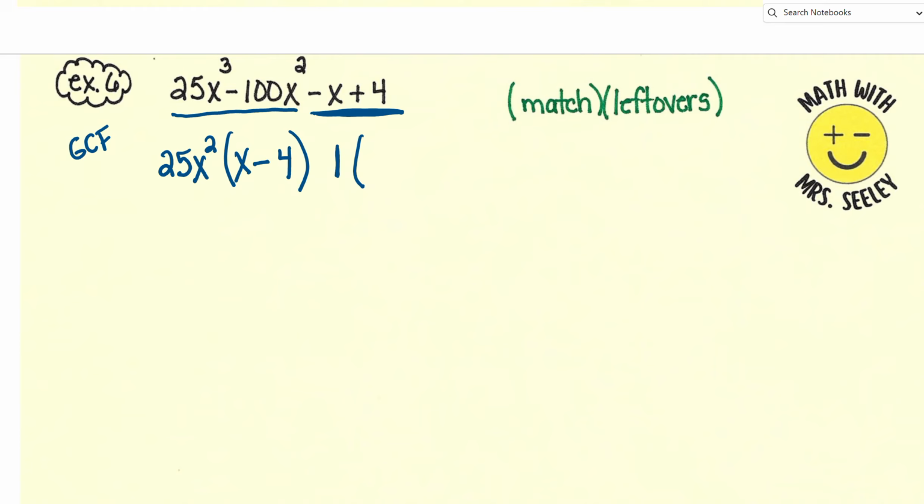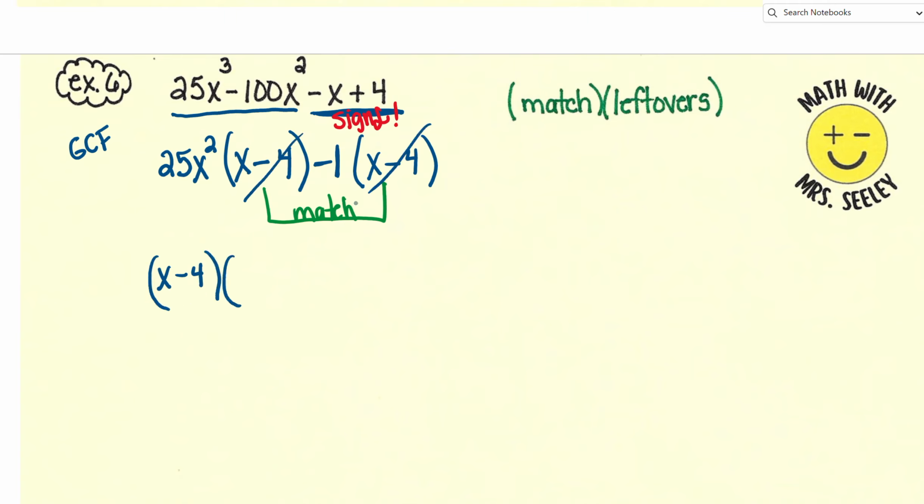The signs aren't right. So we are going to take out a -1. So that negative divided by negative is positive, and positive 4 divided by -1 is a -4. And now I do have my match. So if you don't see something that they have in common, you just take out a 1. Then write down your match, which is x minus 4, and take out that common factor.